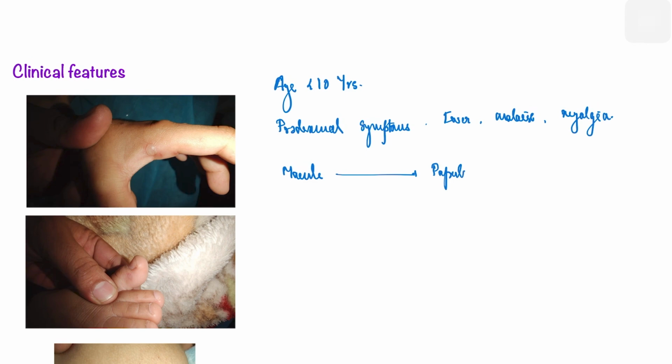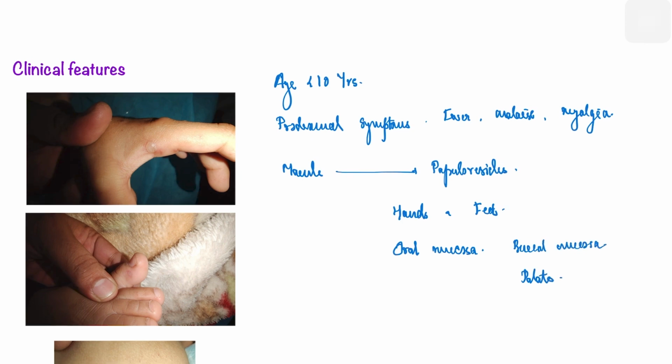So these patients have prodromal symptoms of fever, malaise, myalgia, followed by the eruption. So patients have macules which develop into papulovesicles. As the name suggests, they are distributed over the hands and feet, the palmar aspect as well as the dorsal aspect, as well as in the oral mucosa. So they can get distributed in the buccal mucosa and on the palate. So, hand, foot, and mouth disease.